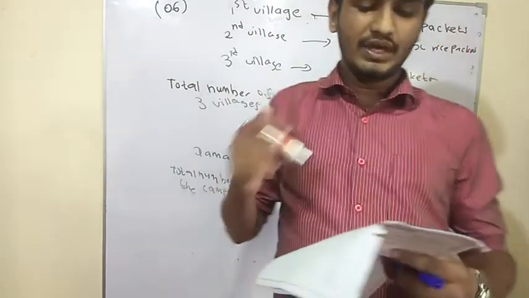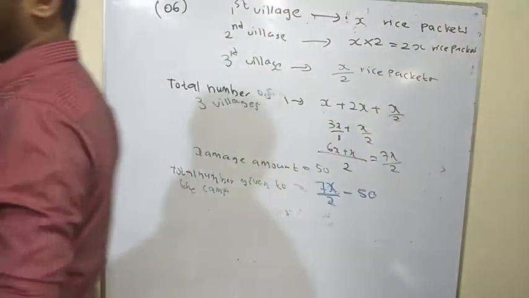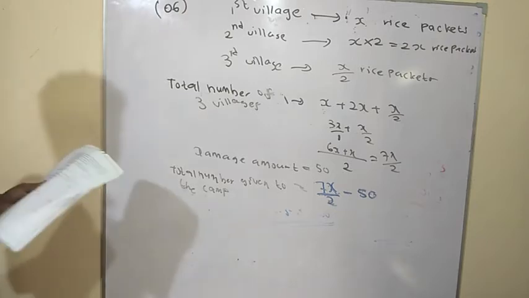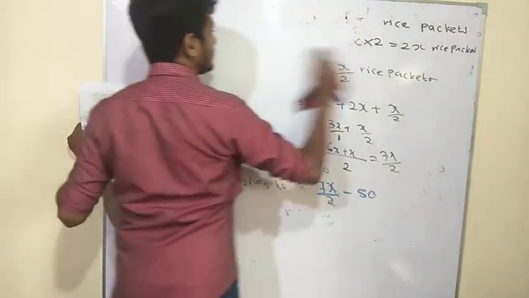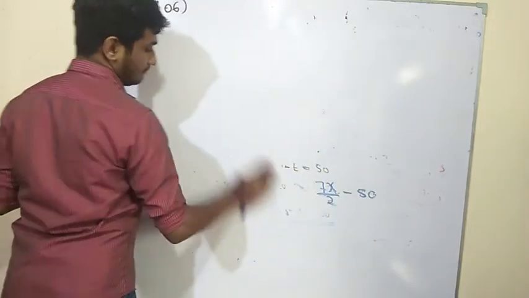number 2. If x equals 100, find the quantity. Now we have to find the quantity when x equals 100. You can substitute the values and find the answer. If x equals 100, find the quantity given to the camp.